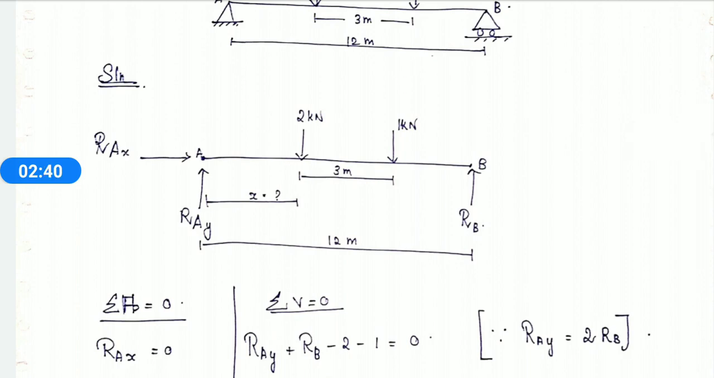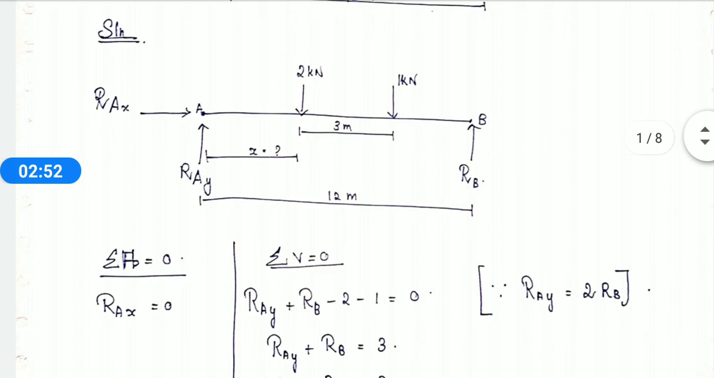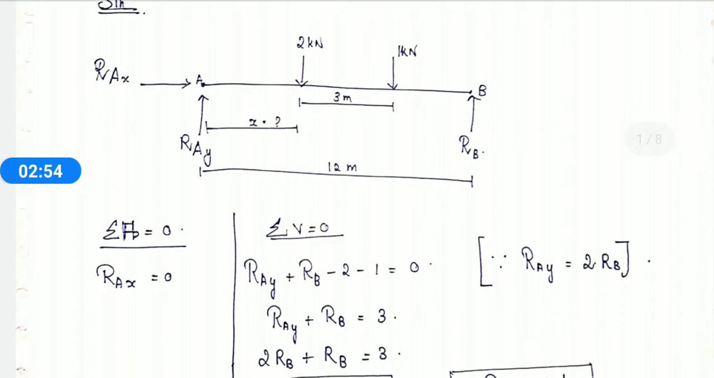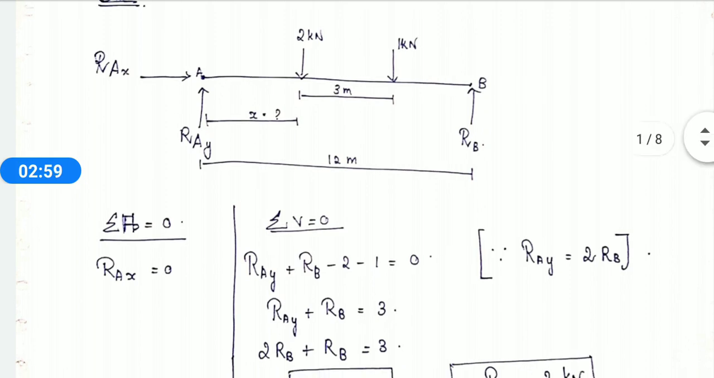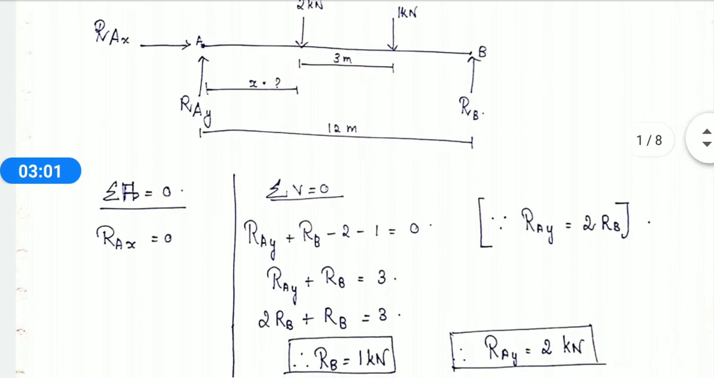Clearly view this. RAX is your horizontal reaction at A. RAY is the vertical reaction at A. 2 kilonewton is acting, 1 kilonewton is acting, and RB is the next point. The distance between the 2 and the 1 is 3 meter, and totally it is 12 meter, given in the question. Our task is to find only our x value.